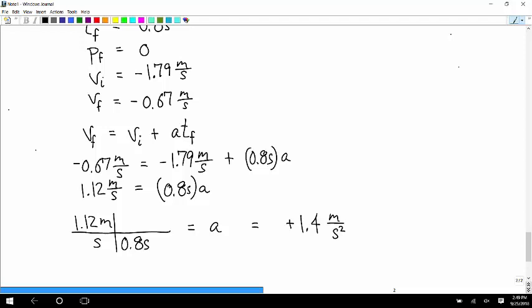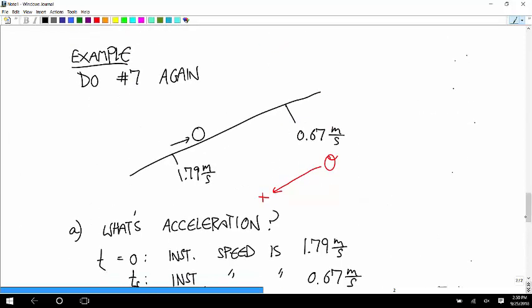So we still have the velocity is 1.79 meters per second in this direction. It just happens to be negative now. And the velocity at this instant is 0.67 meters per second in this direction. And the acceleration is 1.4 meters per second squared in this direction. And that all agrees with what everything said the first time we did this problem. Okay? So if you think of everything as a magnitude and an arrow, things don't change because of the direction. But the signs can change because we change what direction the sign positive refers to.